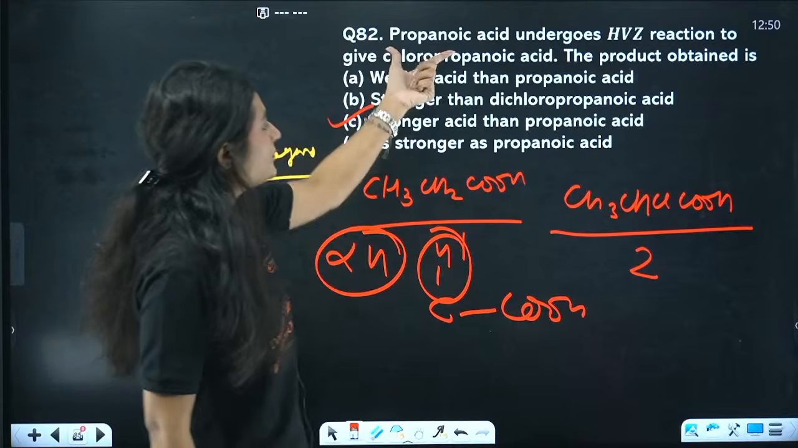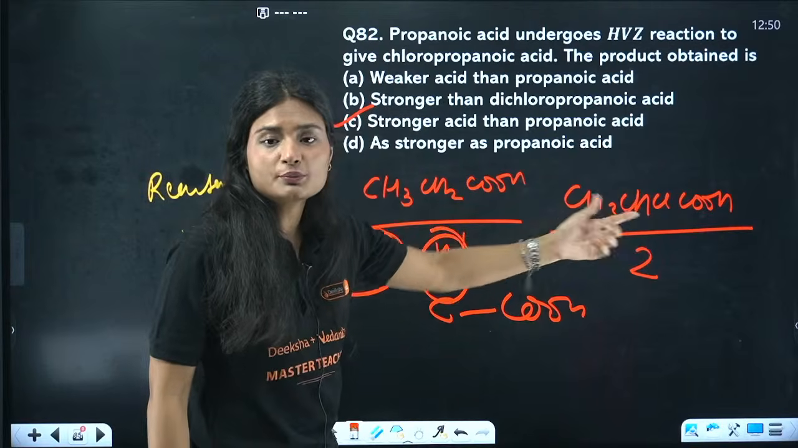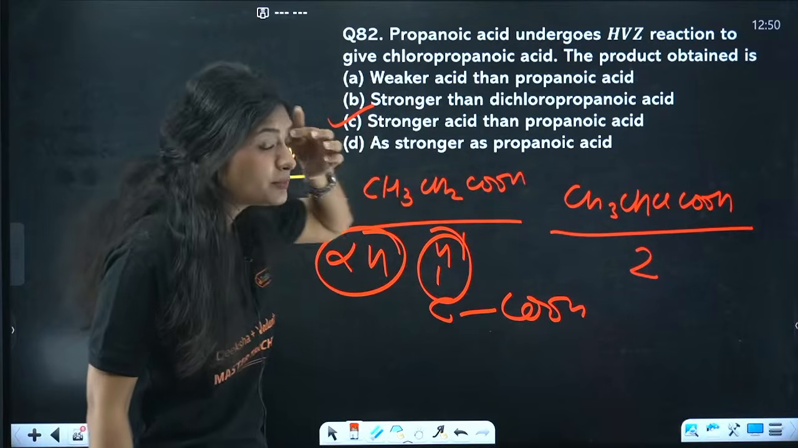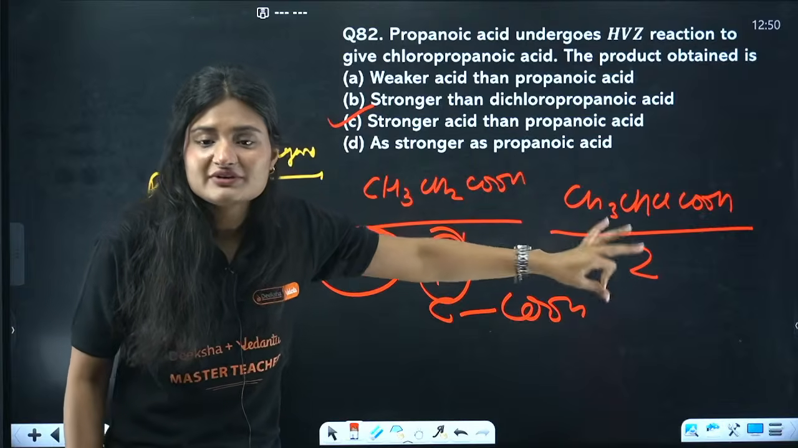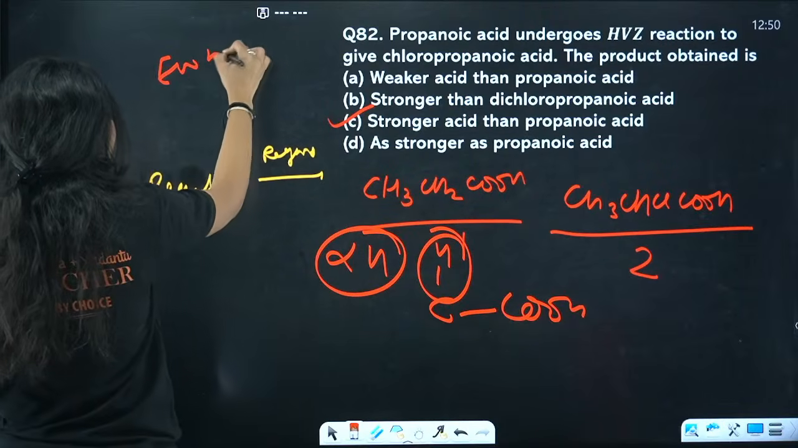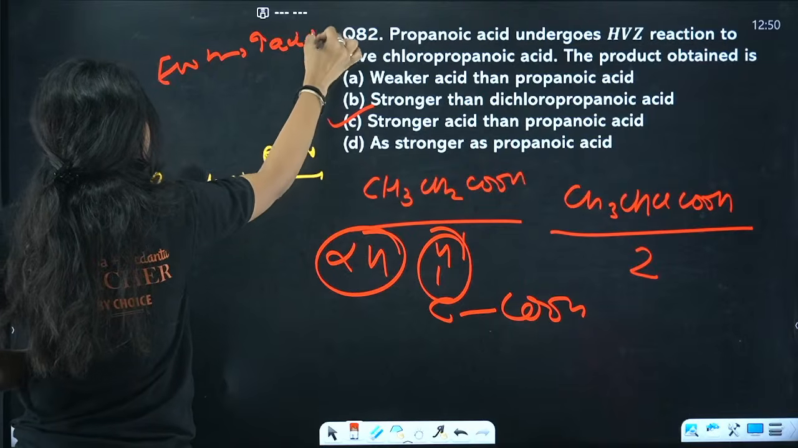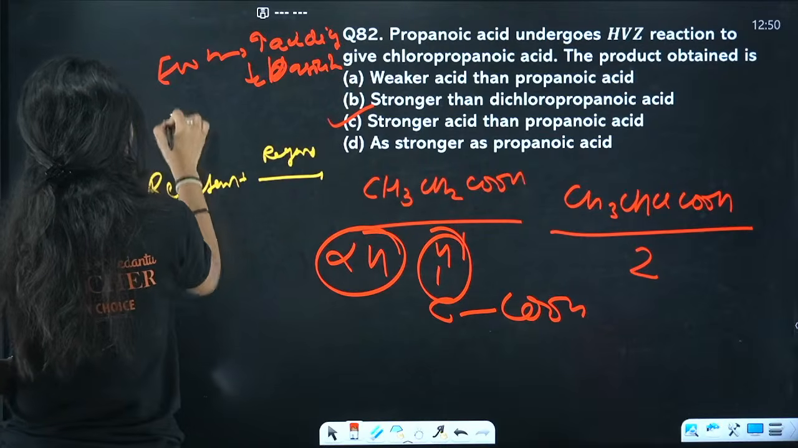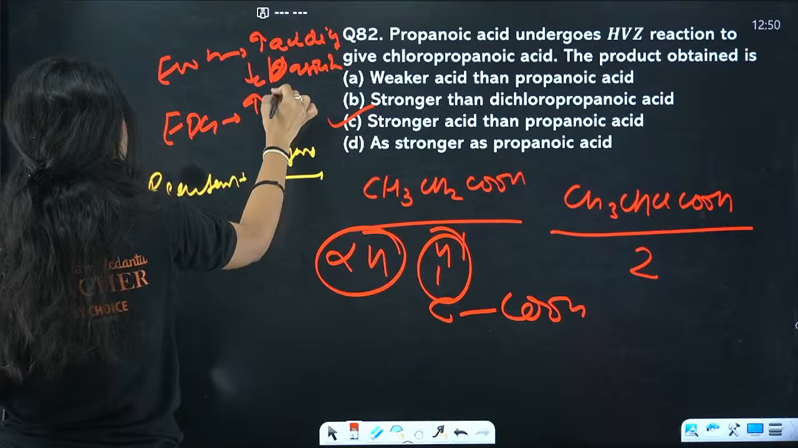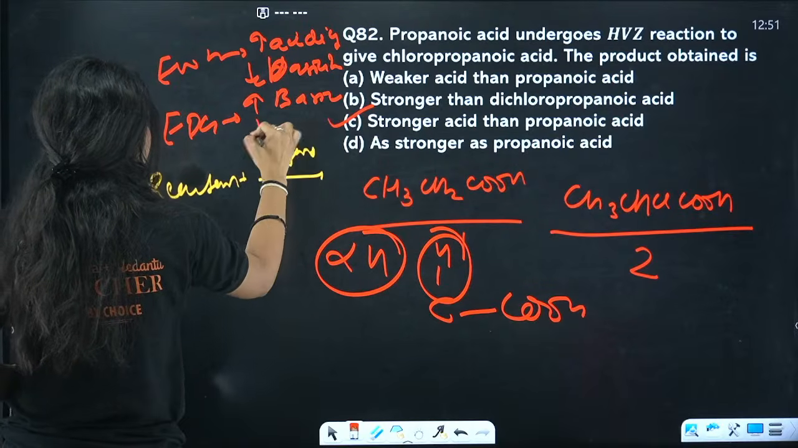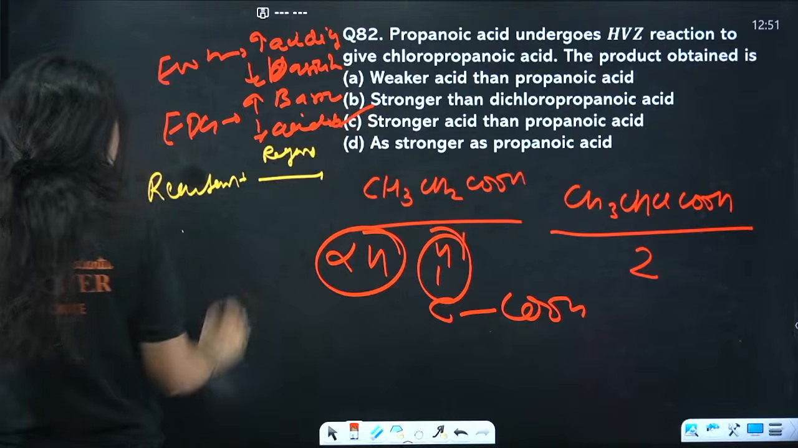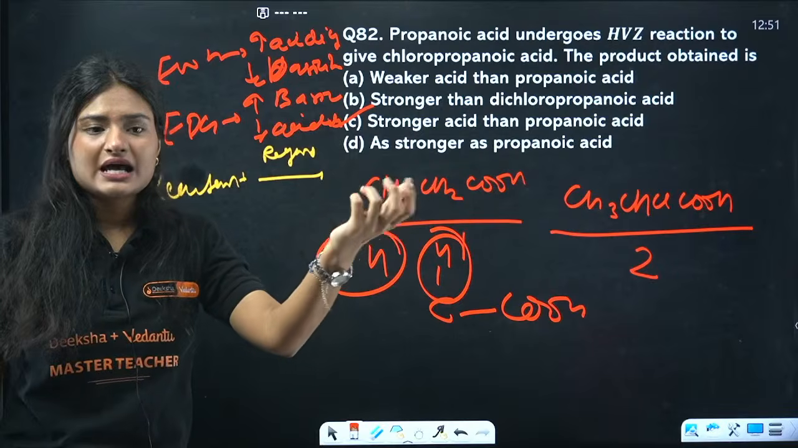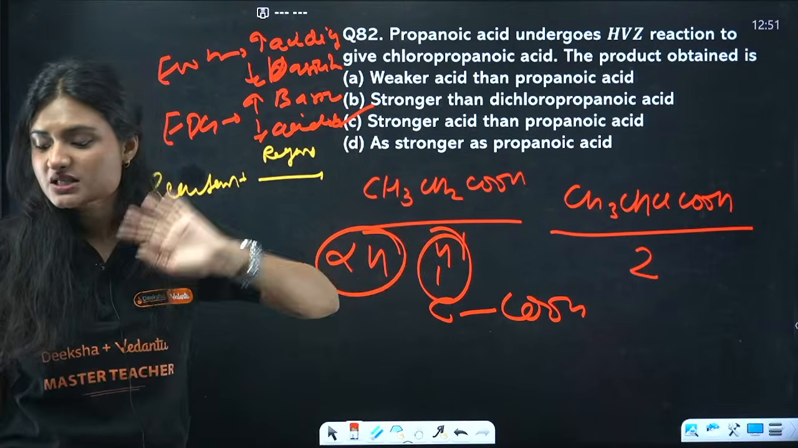So we get propanoic acid and we get chloropropanoic acid. Which is stronger? Chloropropanoic acid is stronger, right? Whenever you have an electron withdrawing group, they increase the acidity and decrease the basicity. Whenever you have an electron donating group, they increase the basicity and decrease the acidity. You should look at acidity and basicity in the context that an acid accepts electrons, bases donate electrons.